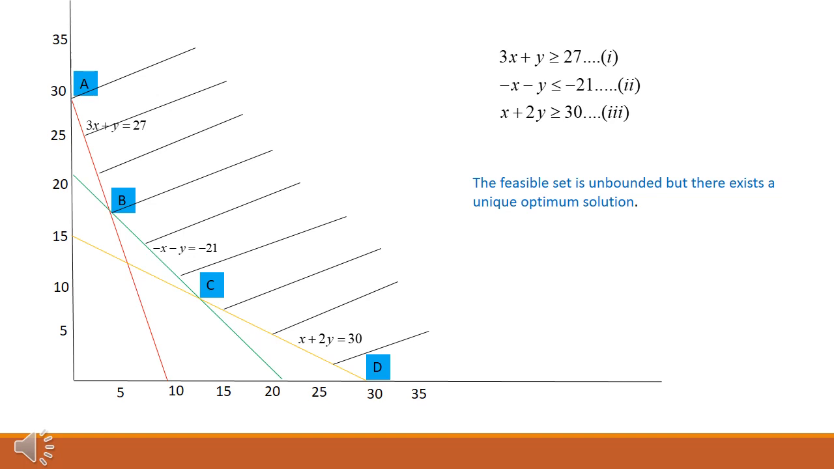But since it is a minimization problem, we can always find the optimum point when the objective function is minimized. We can find by the method already explained that the corner point B is the optimum point. I leave it to you to do the working of the problem. But if it would have been a maximization problem, then we would not have been able to find the optimum point.